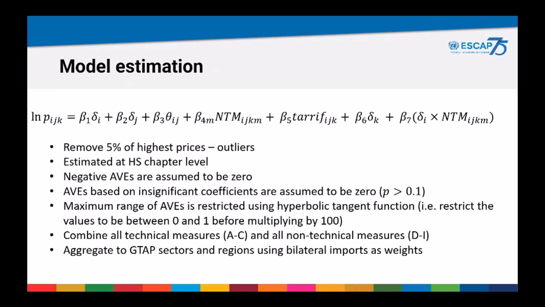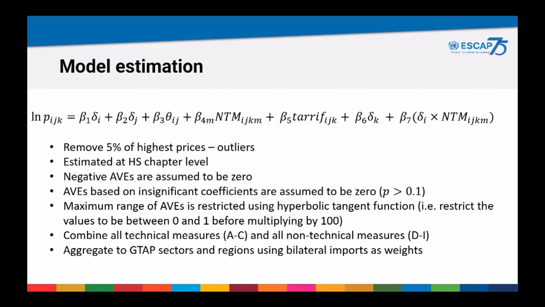So some of the technical work there is that because there are significant outliers in the derived prices, for whatever reasons, errors, different units, we remove 5% of the highest outliers. And because the data set is in tens of millions of rows, the computers that we currently have are not powerful enough to estimate them. So we estimate it at a chapter level. So we have 96 regressions that we run.